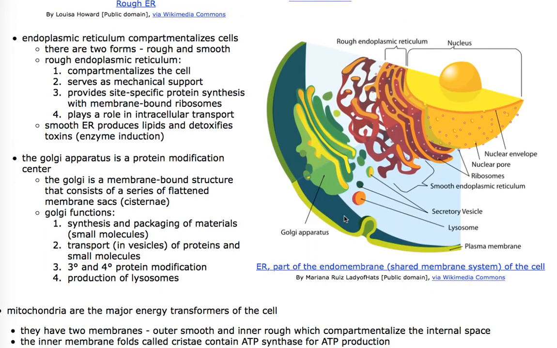The next thing here is the endoplasmic reticulum. Endoplasmic reticulum, the ER, is a compartmentalizer. It basically divides the cell into spaces. There are two types, rough ER and smooth ER. This is smooth here, and this is rough here. Okay, the rough ER serves as a site for protein assembly for those proteins that have to go to the Golgi.